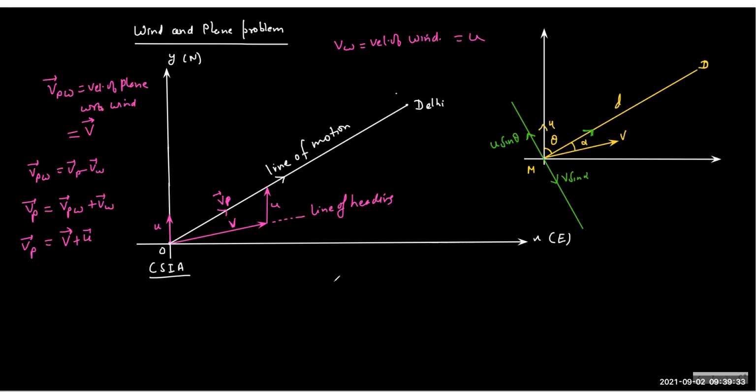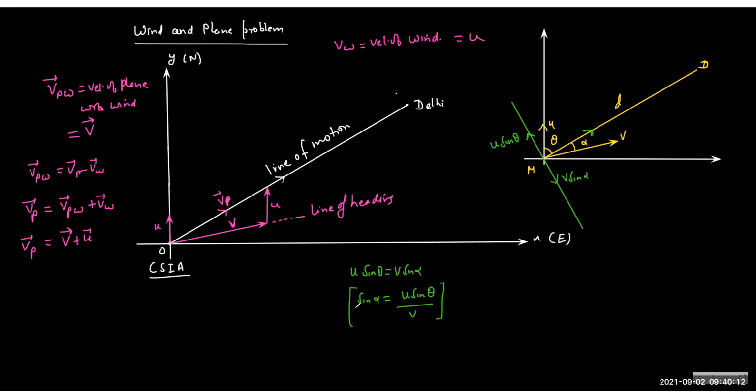And therefore, to solve the question here, the zero drift condition is always met. So we say that to reach the destination, U sine theta must be equal to V sine alpha. This gives the direction in which the pilot must head the plane. If I know the wind velocity direction exactly, you can get the line of heading of the plane.